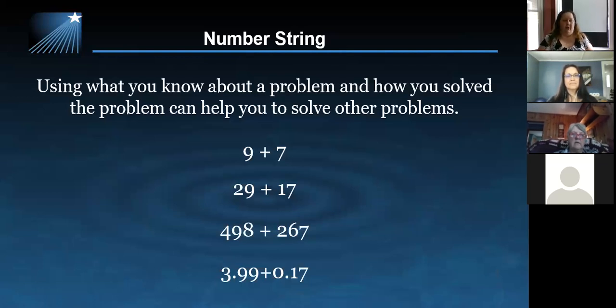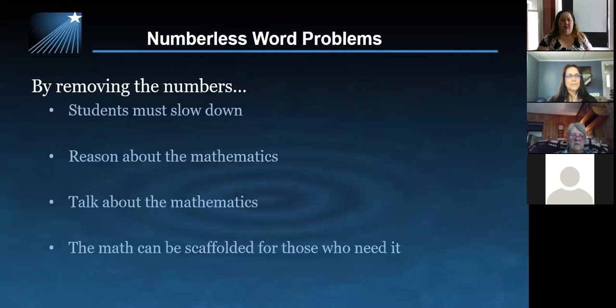All right, moving on to numberless word problems. So a numberless word problem is exactly what it sounds like. It's a word problem without the numbers. Often our students look at a word problem and we're going to call them number pluckers. They pull the numbers out and they do some math. So if we've been recently adding, they may pull the numbers out and add them. Or if we've been recently multiplying, they pull the numbers out and they multiply.